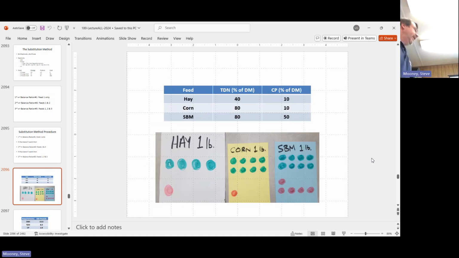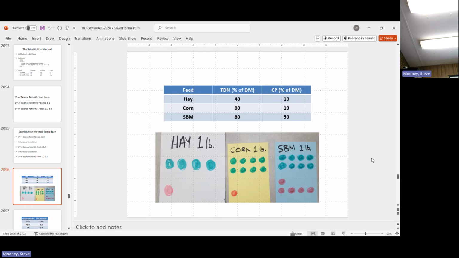So what we're going to do is we're going to have 3 different feeds here. We've got our hay, we've got corn, and soybean meal. So we're defining our feeds. We look at the hay that we have. We're going to say that hay is 40% TDN.